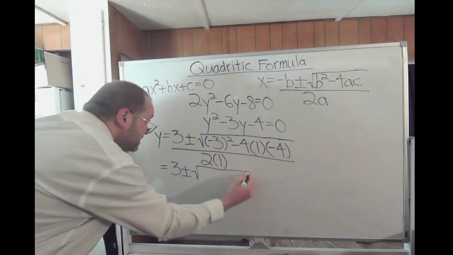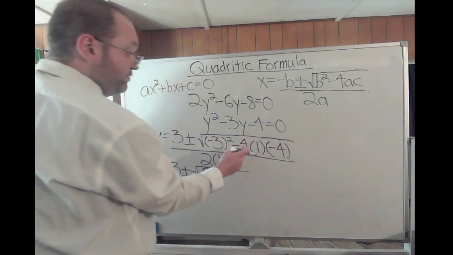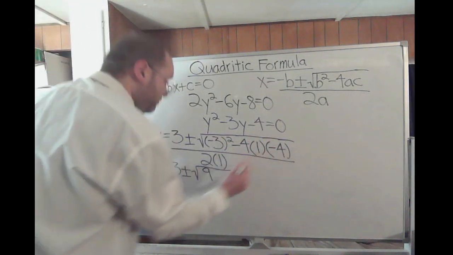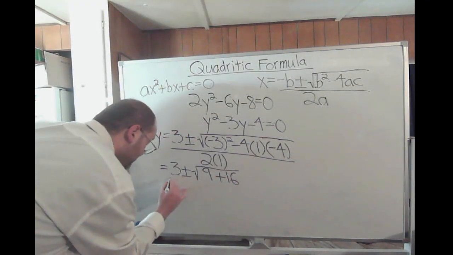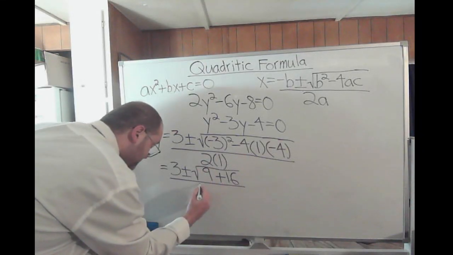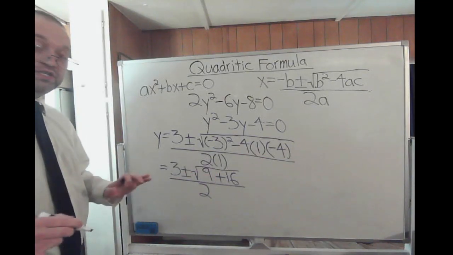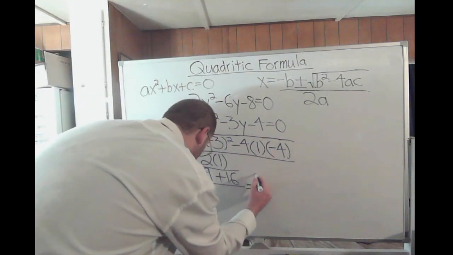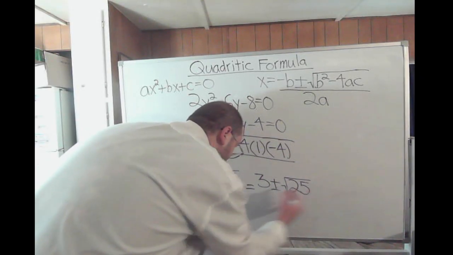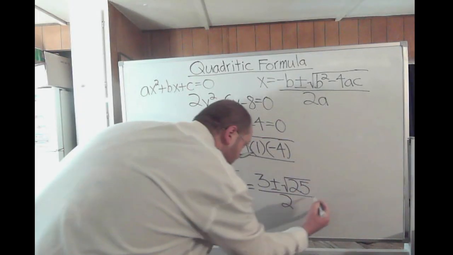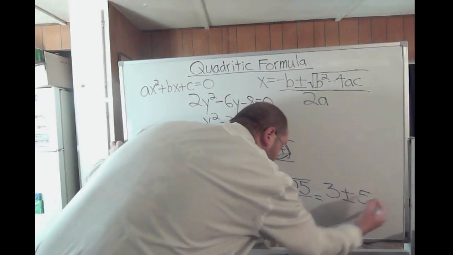So now we've set up our quadratic formula for this, which will simplify further into 3 plus and minus the square root of negative 3 squared. That's going to be positive 9. Then we have negative 4 times 1 is negative 4 times negative 4 is positive 16. And then 2 times 1 is 2. This is simplified into 3 plus or minus the square root of 9 plus 16 all over 2. Which will simplify even further into 3 plus and minus the square root of 25 all over 2, which means now we have 3 plus and minus 5 all over 2.